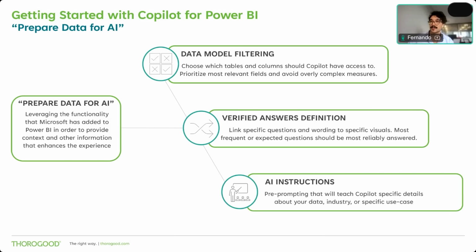And then third here on screen, AI instructions, which are just pre-prompting that will teach Copilot specific details about your data. That could be industry-specific terms, specific use case terms, or anything you may want Copilot to know before it acts on anything. So you can ask for a specific order of actions. You can tell it to prioritize either visuals or the underlying data, or even teach it some of the jargon in your own company. Maybe you call sales a different way, or maybe you have a few types of sales that you want to differentiate. And you can do all that within the AI instructions.